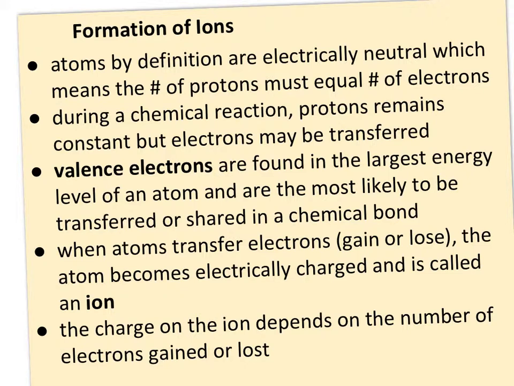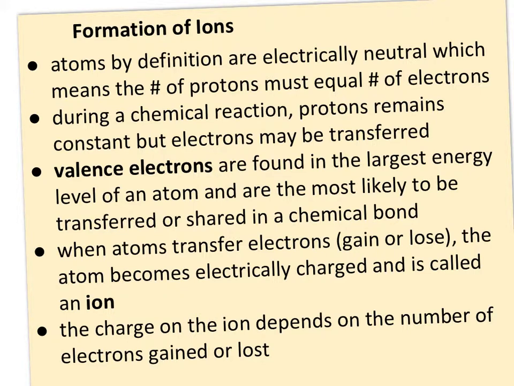The electrons that are generally gained or lost are what we call the valence electrons. They're the ones found in the largest energy level of an atom, and they're the most likely to be transferred or shared. Now, we say most likely because with transition metals, they're filling either a d or an f orbital, and those d electrons can also get involved, but they're usually from the energy level before.